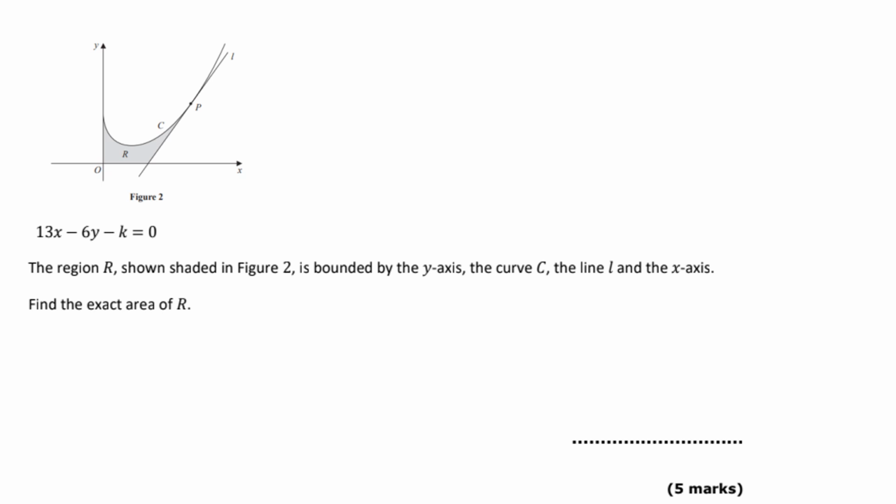This is part B of the same question, where we've just found k was 26 and we're being asked to find this area R. Now we know that at P, the x coordinate is 4. If we integrate between 0 and 4 of the curve, it will find us all that area, and then all we need to do is take away this triangle. So first of all, let's integrate between 0 and 4 of the curve, which is 1/3 x squared minus 2x to the half plus 3.